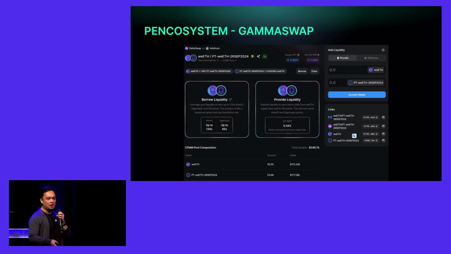Another one, GammaSwap, is another perpetual options protocol, where in this case, they have an AMM. So in here, we have WeETH and PT WeETH. Liquidity is borrowed against that AMM, and you can deploy it and do leverage strategies against it, like leverage on points or provide liquidity and earn against your LP, and be able to earn more fees against those borrowers as well.